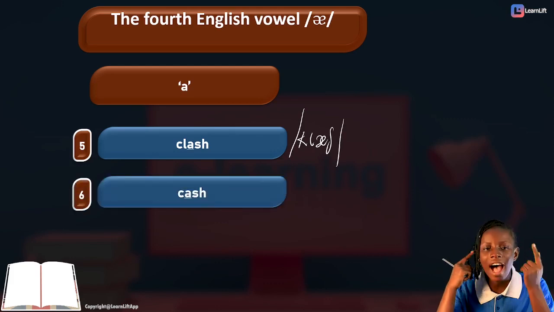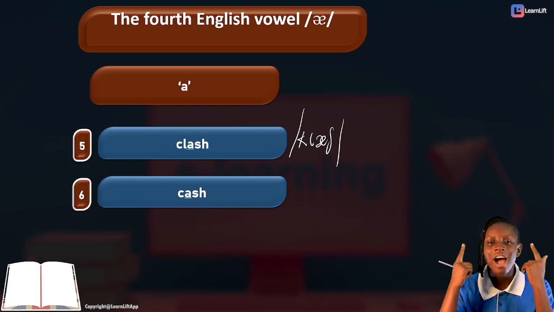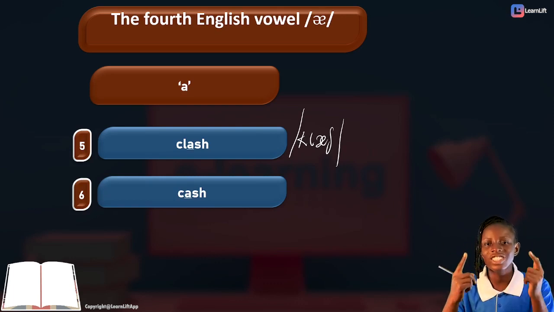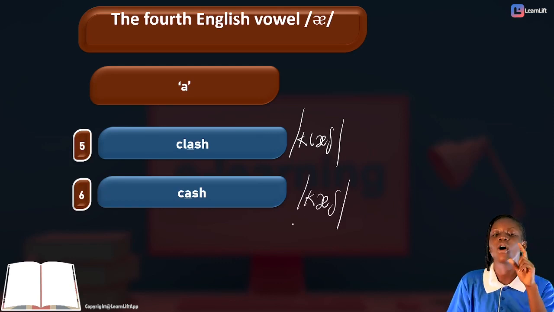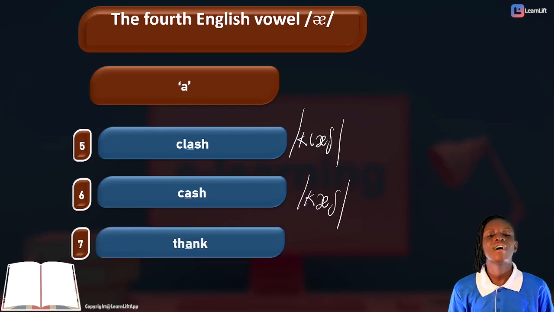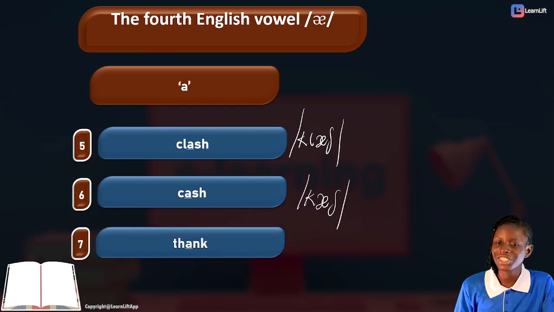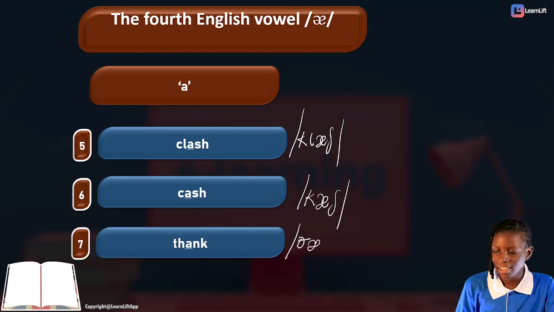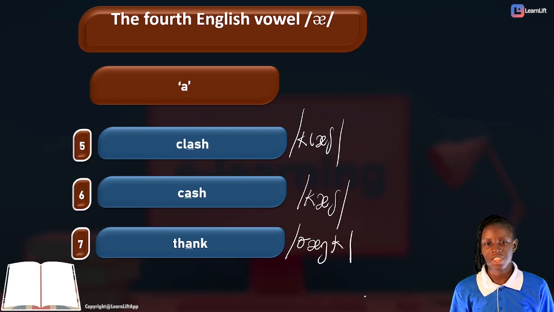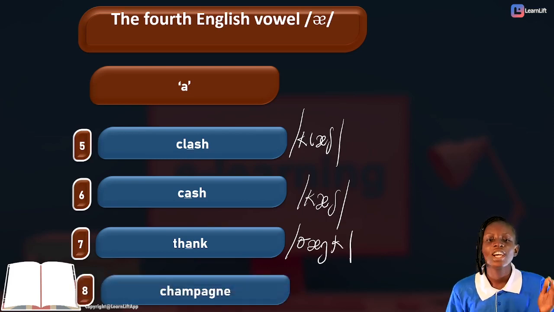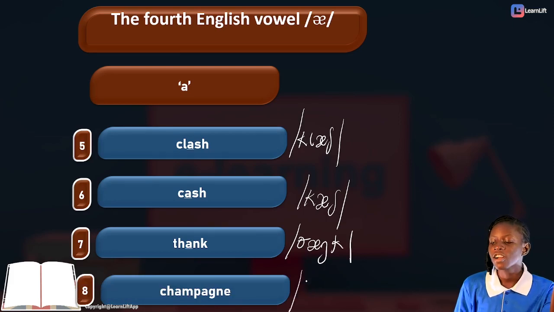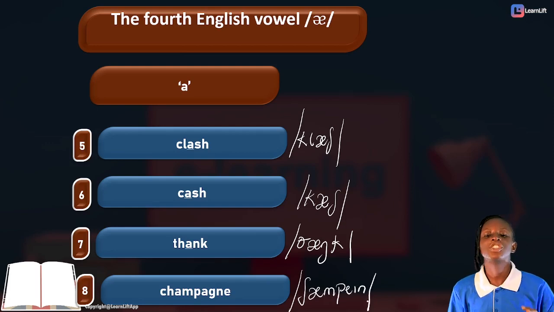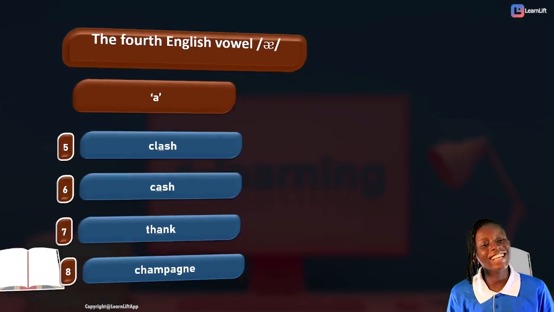Next we have cash. Now using our idea of clash, let's transcribe cash together. Now our cash is transcribed as this, with the absence of what? Okay, next we have thank. Now our thank is transcribed as this. Okay, so this will do for thank. Next we have champagne. Now our champagne is transcribed as this. Let's go together. Champagne.